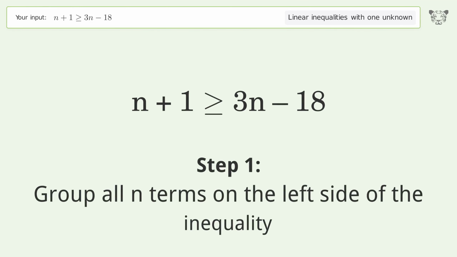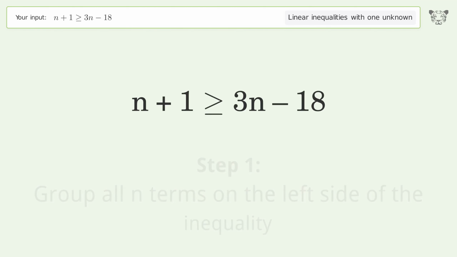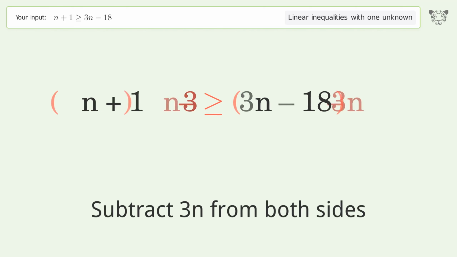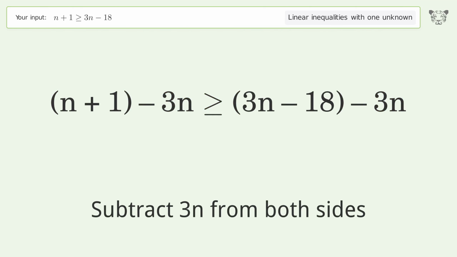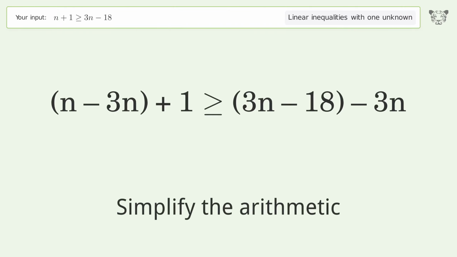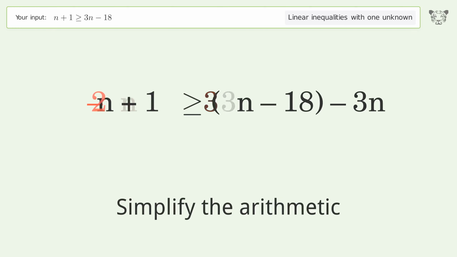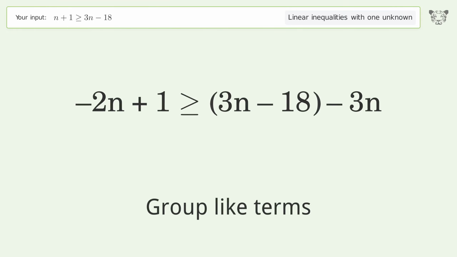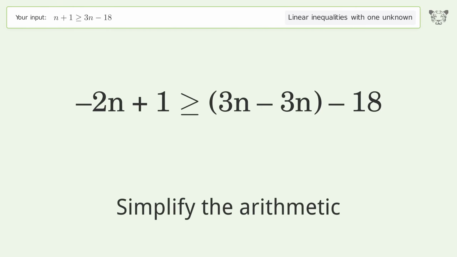Group all n terms on the left side of the inequality. Subtract 3n from both sides. Group like terms. Simplify the arithmetic. Group like terms. Simplify the arithmetic.